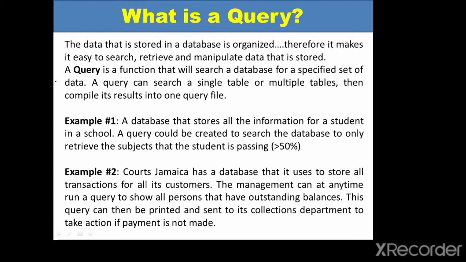Courts Jamaica has a database that it uses to store all transactions for all customers. The management at any time can run a query to show all persons that have outstanding balances. This query can then be printed and sent to the collector. So the Courts can, at the end of the month, bring up on the screen, run a query to identify who and who have outstanding balance. Or specifically, let's say they want to know who and who don't pay the money for the past 3 months. I can do a query that will only show the persons that haven't paid in the past 3 months, and then the names of those persons can be sent to a collector or bailiff or whatever the case is.